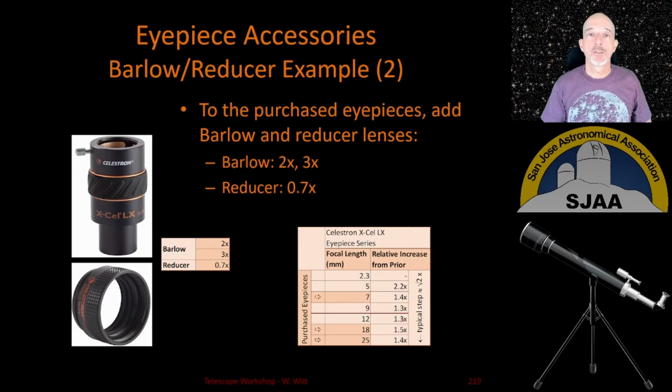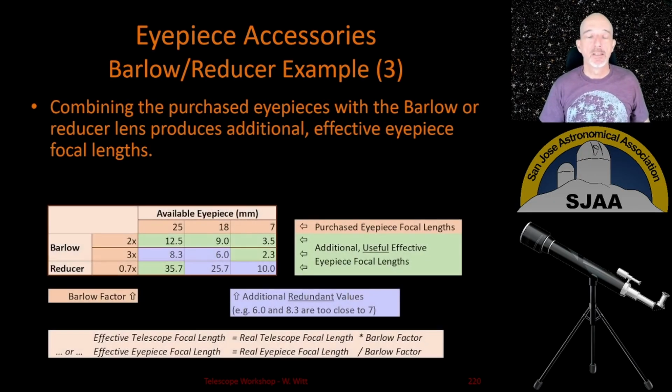And now the question is, if I combine these, what do I get? If I combine eyepieces with these Barlow or reducer elements, what do I end up with? And that's what this initially busy table is showing. Here are all the eyepieces that I have purchased, and here are the Barlow and reducer elements I have purchased. And if I combine them, these are the effective focal lengths of the eyepiece.